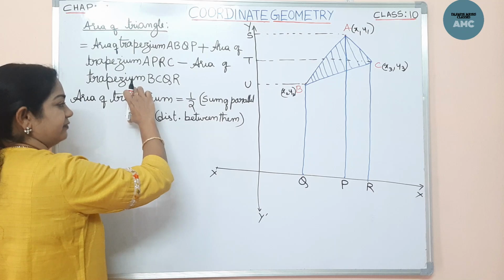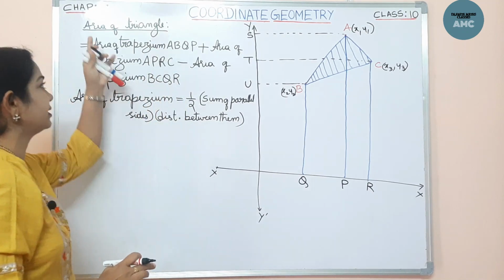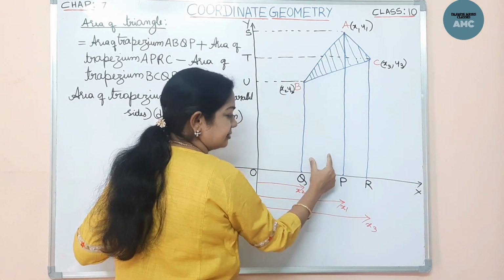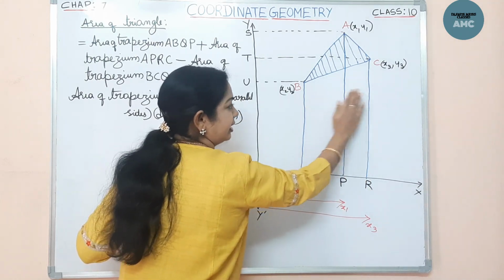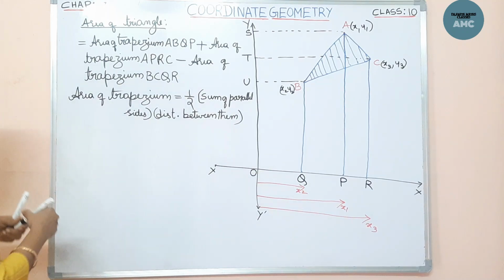So with this general formula, we will substitute all the three trapeziums and bring out the area of a triangle. So here, the area of this trapezium plus the area of this trapezium subtracted from the area of this unshaded trapezium. Right.